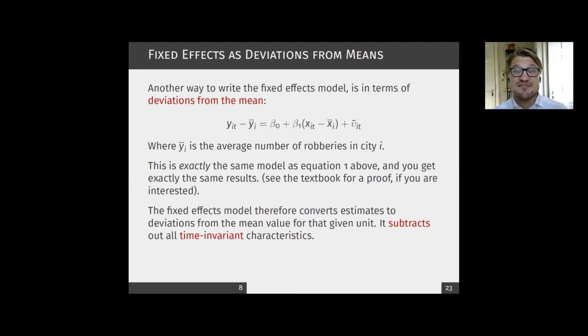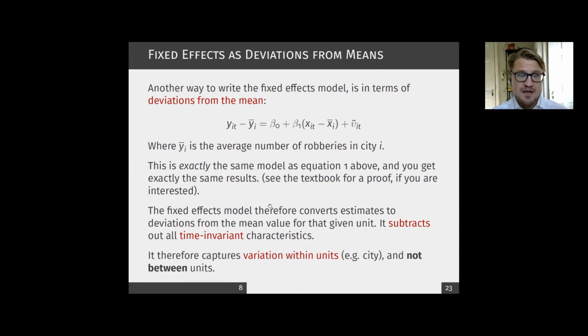Just by controlling for every single unit, every city separately, you're controlling for all of these factors that could be driving the results, but only those that do not vary over time. So it subtracts out all the time invariant characteristics. And it only looks at the variation.